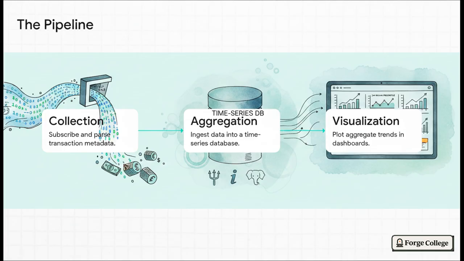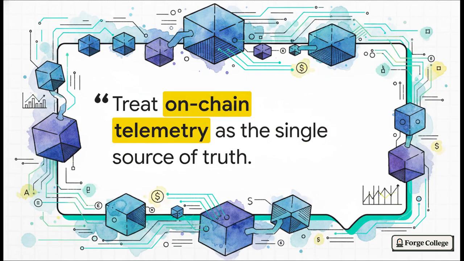We take those aggregate trends and plot them in a dashboard like Grafana. Just imagine taking those manual measurement scripts we wrote last time and wiring them directly into a database that feeds beautiful, real-time, 24-hour rolling percentile charts. That's the pipeline.